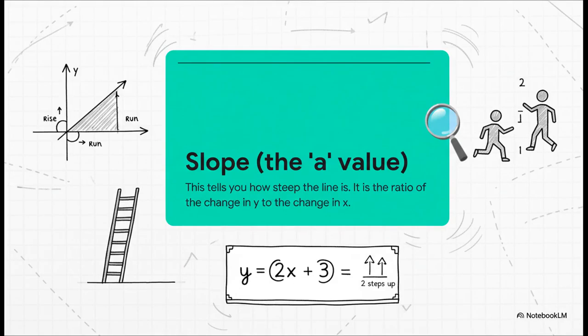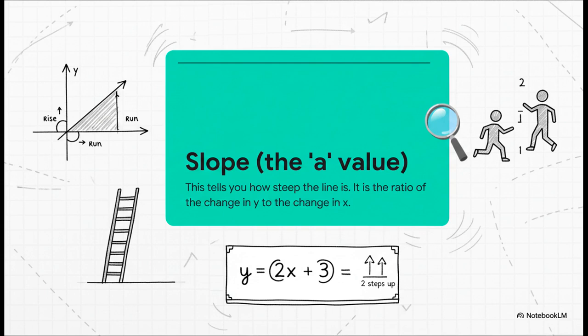Now for the other part, a. This is called the slope, and it's all about how steep the line is. Is it a gentle hill or a super steep mountain? A lot of people call it rise over run, which just means for every step you run to the side, how many steps do you rise up? In our example, y = 2x + 3, the slope a is 2. That just means for every one step we go to the right, we go 2 steps up.